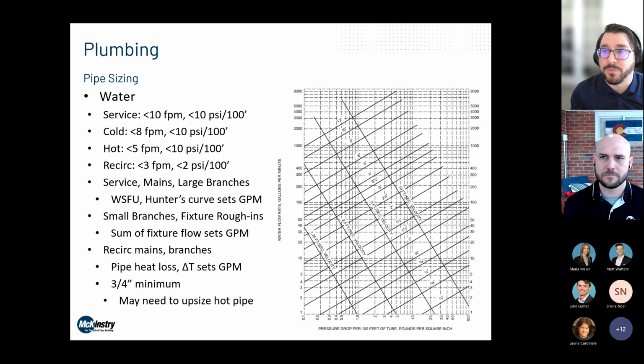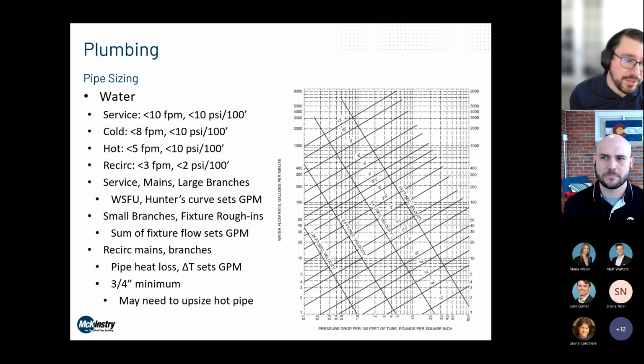For small branches, you pretty much want to just know what the fixture is going to draw and assume it's going to be the total of that set of fixtures that are on that branch. A good example would be a single bathroom unit. There's some diversity between those fixtures, but you don't really want to take too much diversity there because all those fixtures get used kind of together.